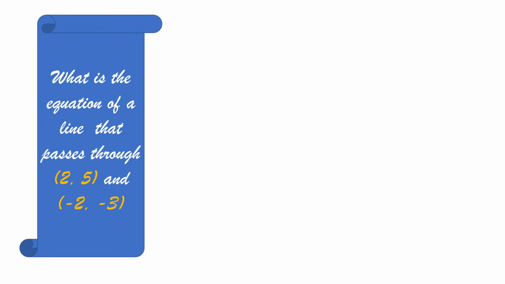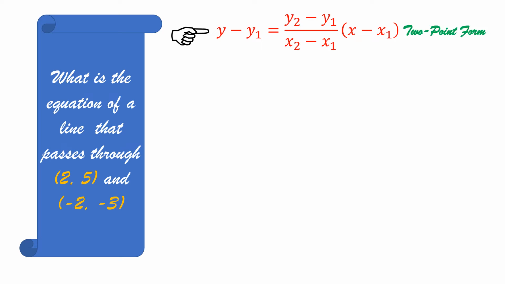Our next example is: what is the equation of a line that passes through (2, 5) and (-2, -3)? So we will still be using the two-point form. Let's first look at the values of y sub 1, y sub 2, x sub 1, and x sub 2.